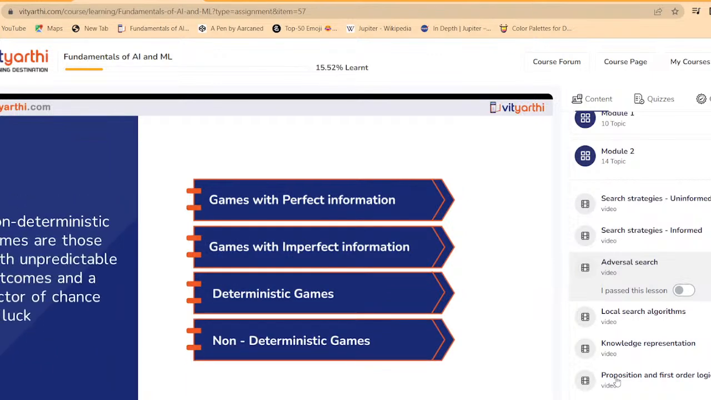The last one is non-deterministic games. Non-deterministic games are those with unpredictable outcomes and the factor of chance or luck. This element of chance or luck is introduced by dice or playing cards. These are random and actions are not predetermined. These are also referred to as stochastic games. The examples for non-deterministic games are backgammon game, monopoly, poker, and etc.